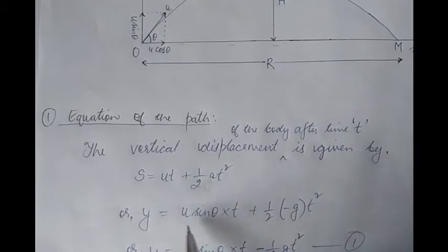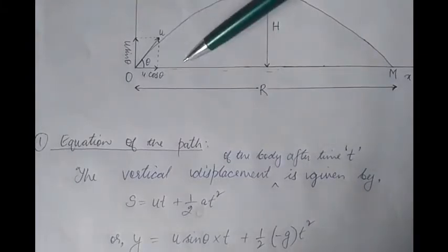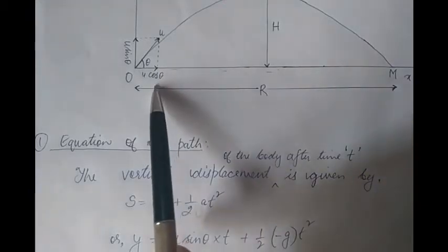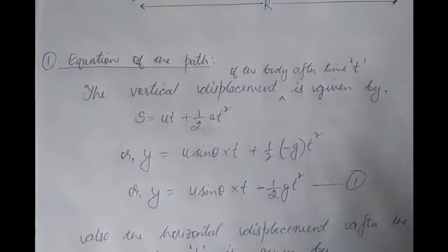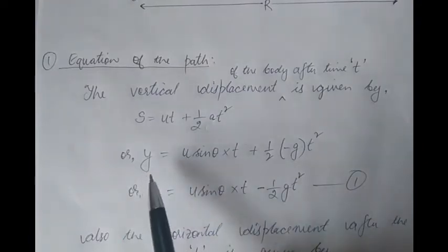Now let us consider the random vertical distance at time t to be y. So y is u sin theta into t. U sin theta, don't forget, is the vertical component of the velocity. And it is only because of the vertical component of velocity that the body travels some vertical distance. The horizontal component of velocity has no role to play whatsoever for the body to move in the vertical direction, remember.